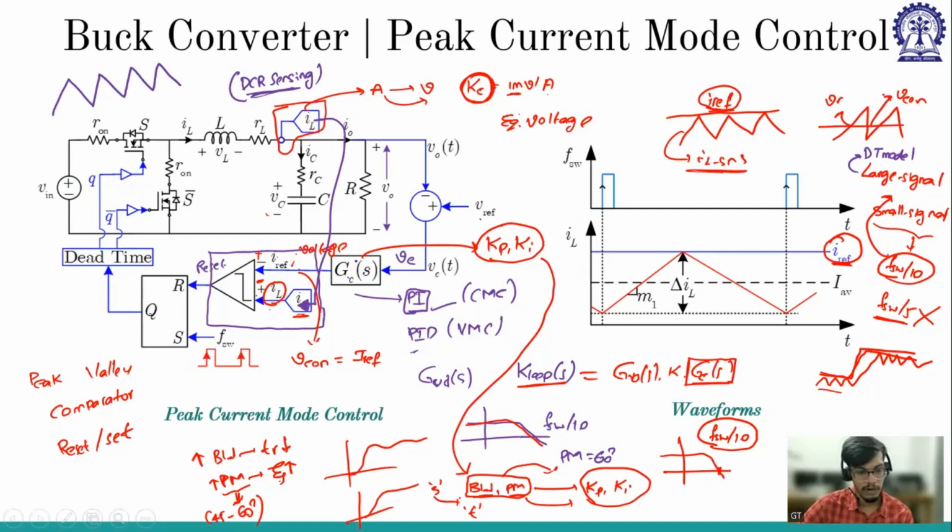Is this different from two loop control? No, this is actually two loop control. So we have two loops. One is the voltage loop V0 and the other one is the inductor current loop. For V0, we are sensing V0, and for IL, we are sensing IL. So we sense both of them, and both will be used in each of their loops. Did that solve your query?